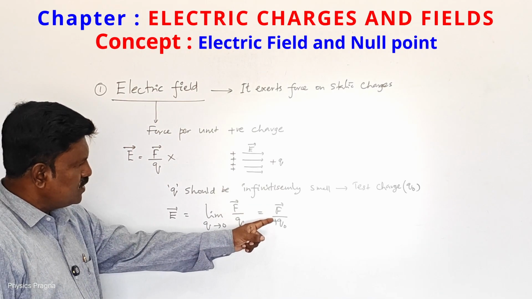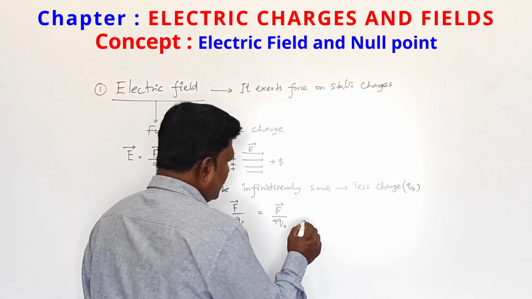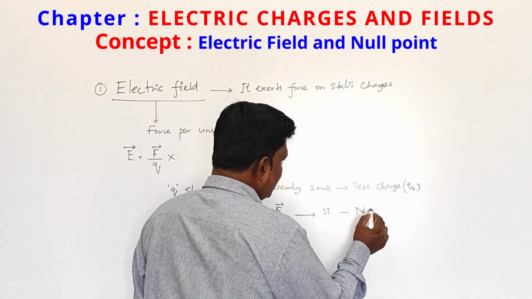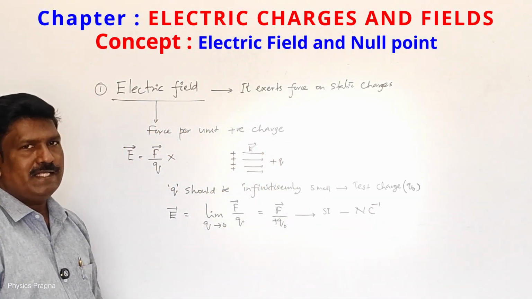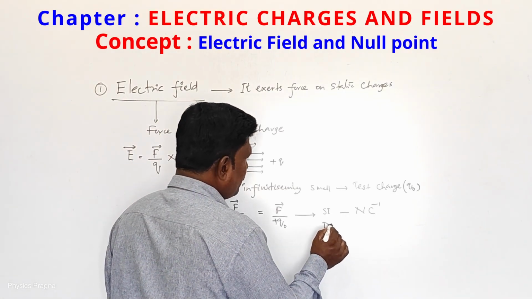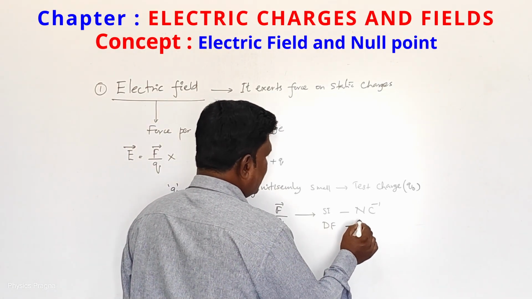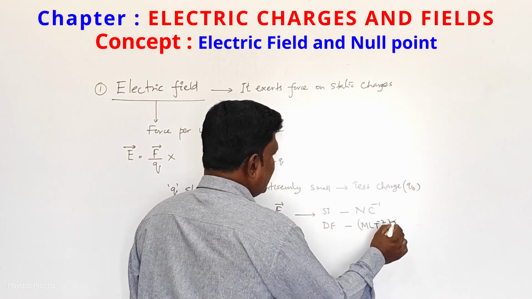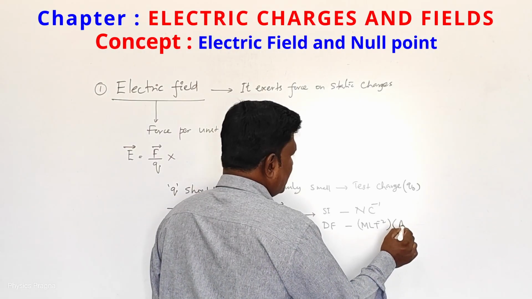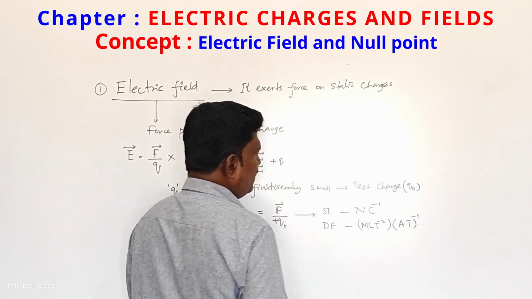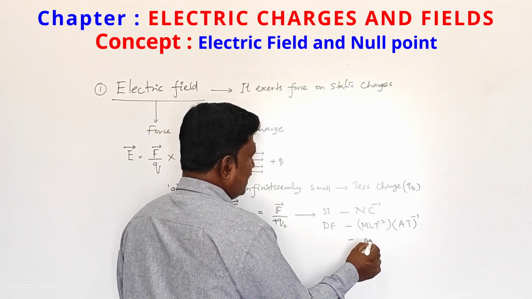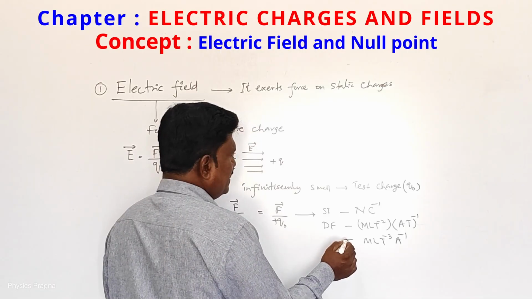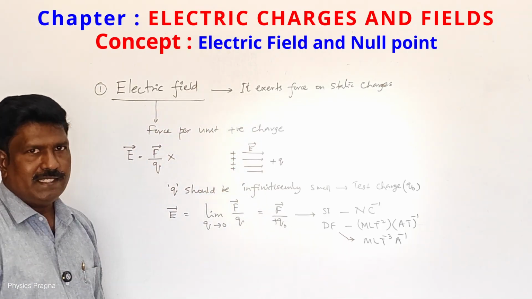Then by using this formula we can calculate electric field: force per unit test charge. So what will be the SI unit for the electric field? Force per charge, newton per coulomb is the SI unit. What is the dimensional formula for this electric field? Newton is a force, whose dimensional formula is M L T power minus 2, and coulomb, charge, has dimensional formula A T. So we get M L T power minus 3 A power minus 1. This is the dimensional formula of electric field.